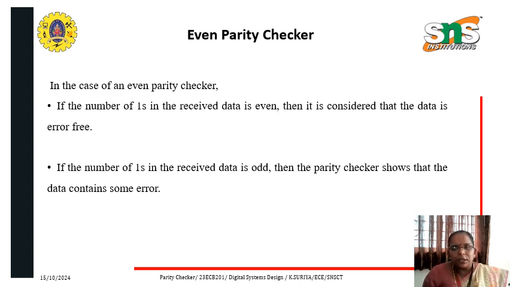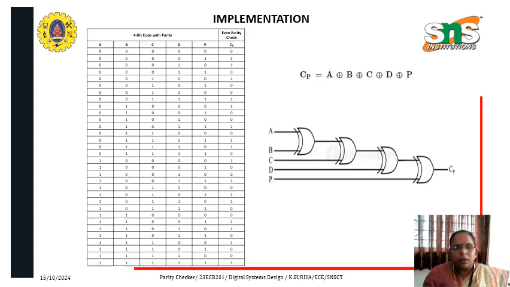The even parity checker counts and verifies that the received data contains an even number of ones including the parity bit. In case of an even parity checker, if the number of ones in the received data is even, then it is considered that the data is error free. If the number of ones in the received data is odd, then the parity checker shows that the data contains some error. So let us see how the even parity checker works.